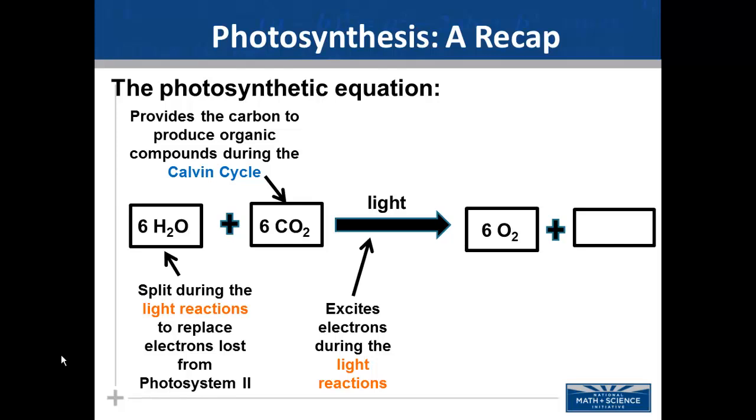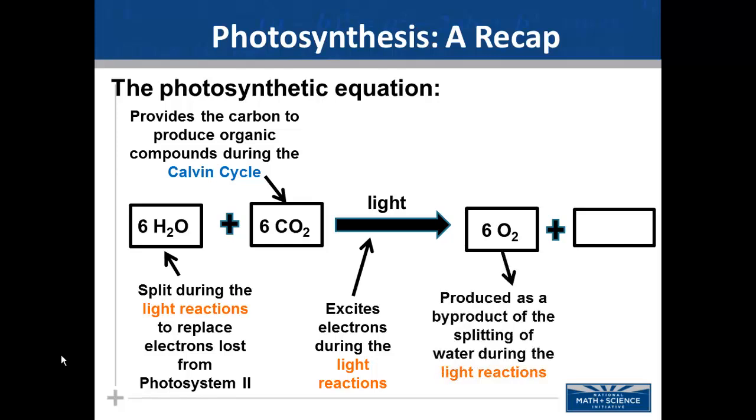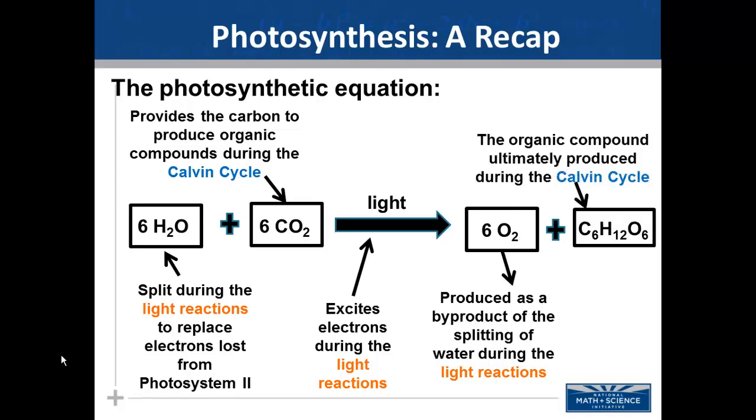Products: we have 6 molecules of oxygen that are produced. Those are produced during the light reactions as a very fortunate byproduct for us as aerobic organisms during the splitting of water. So when water is split, or photolysis occurs during the light reactions, oxygen is released as a byproduct. And also C6H12O6, there's our glucose that's produced in the Calvin cycle. It's the organic compound that is ultimately produced through the process of photosynthesis.